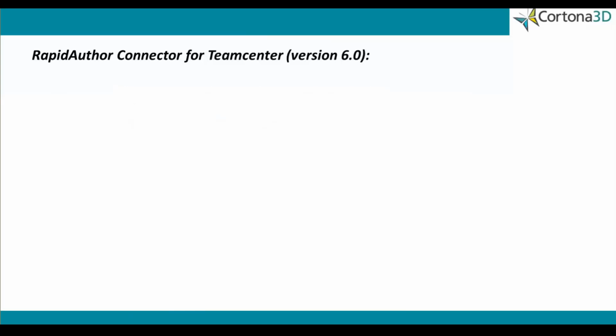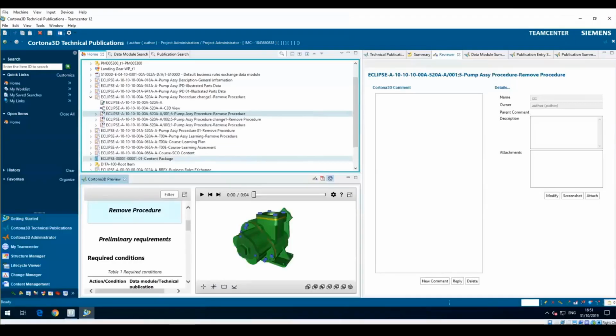Now let me show you the changes on RapidAuthor connector for TeamCenter, the TeamCenter integration. Please note that the version of the new connector is 6.0. In fact, the only new feature that we added with this release in particular is the so-called reviewer module. This module allows you to add comments and notes to your Cortona3D items.